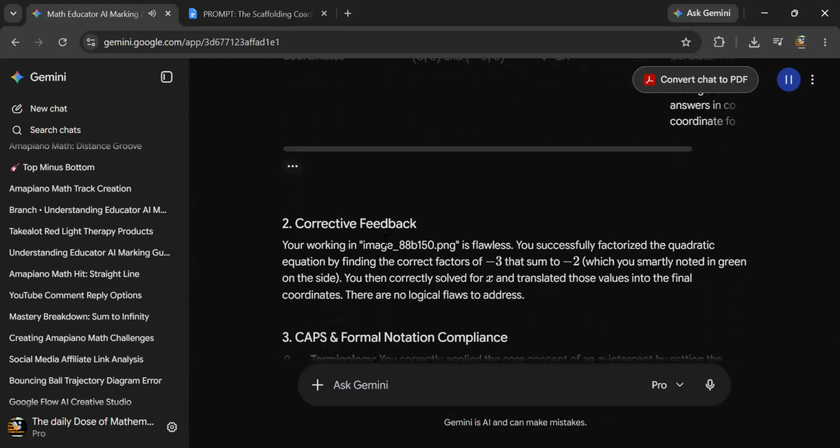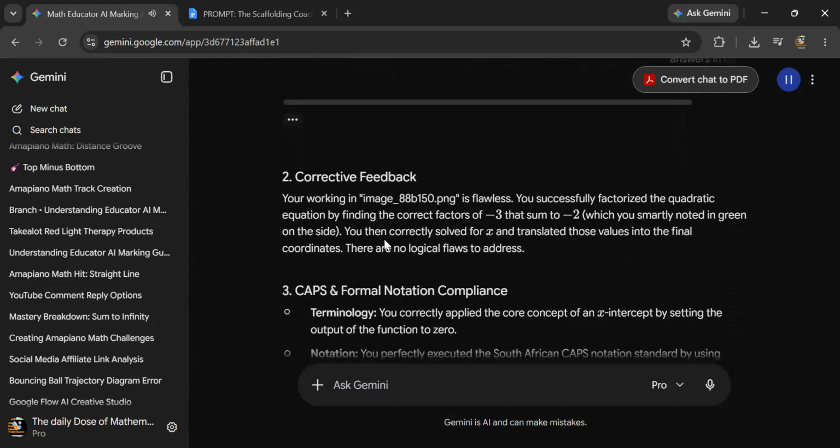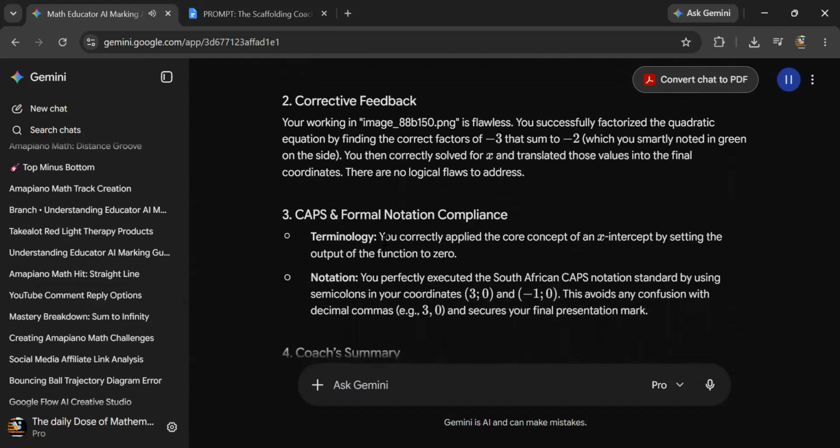2. Corrective feedback. Your working is flawless. You successfully factorized the quadratic equation by finding the correct factors of -3 that sum to -2, which you smartly noted in green on the side. You then correctly solved for x and translated those values into the final coordinates. There are no logical flaws to address.